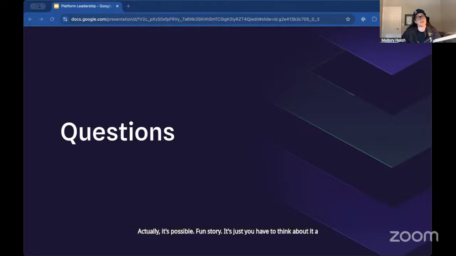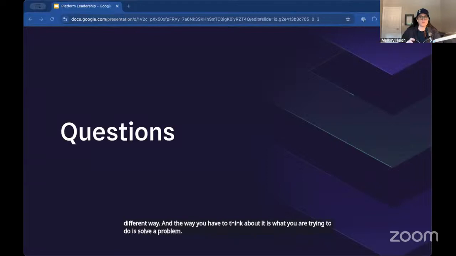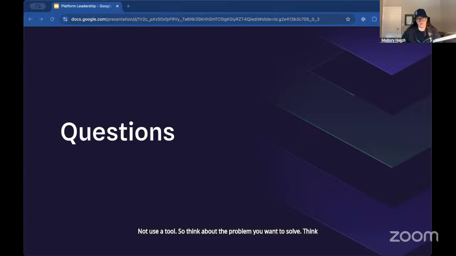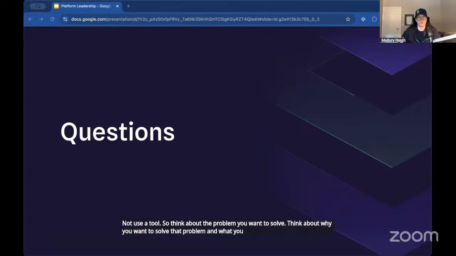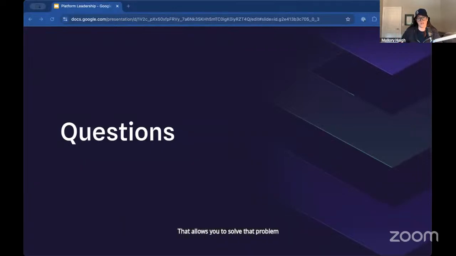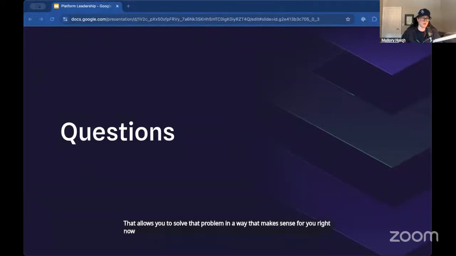The way you have to think about it is what you are trying to do is solve a problem, not use a tool. So think about the problem you want to solve. Think about why you want to solve that problem and what you're aiming for, and then look at what's available for you. If Jenkins is the tool that allows you to solve that problem in a way that makes sense for you right now, then go ahead and do it. There's nothing wrong with doing that.